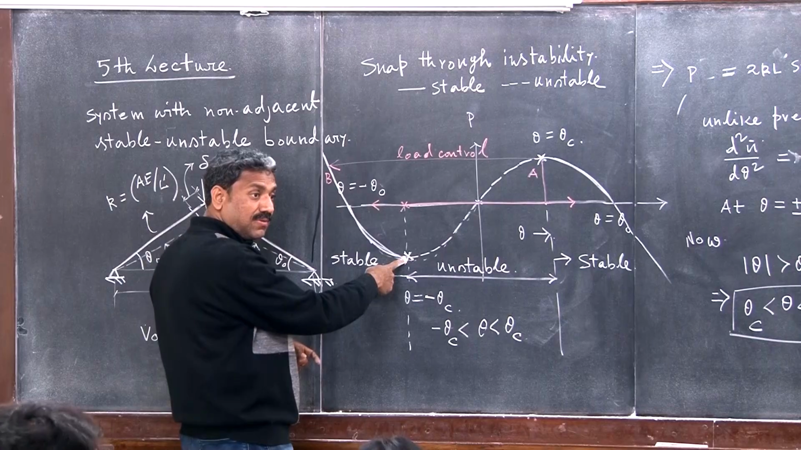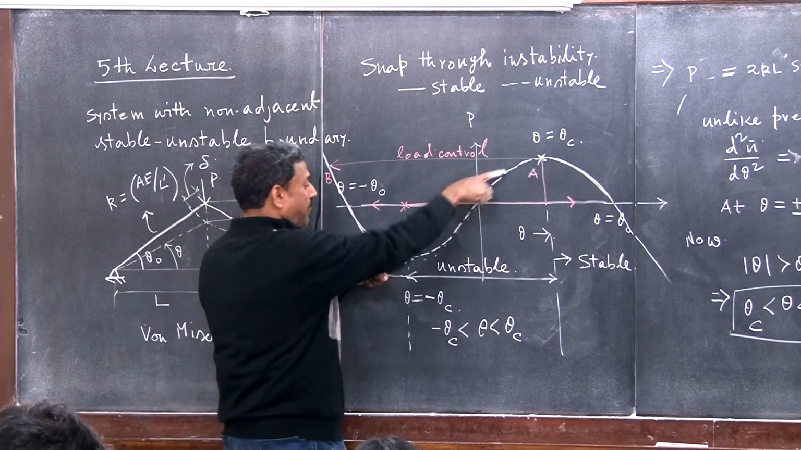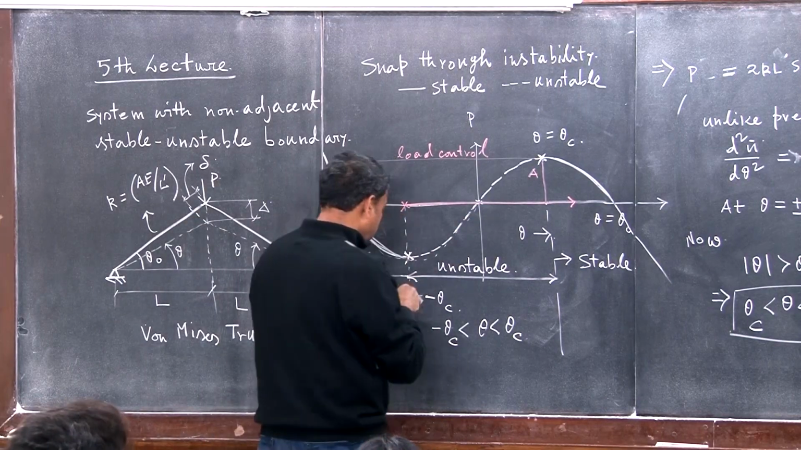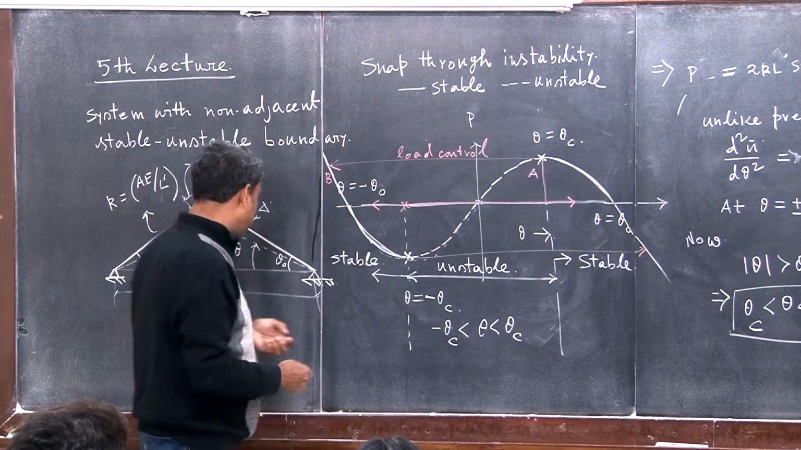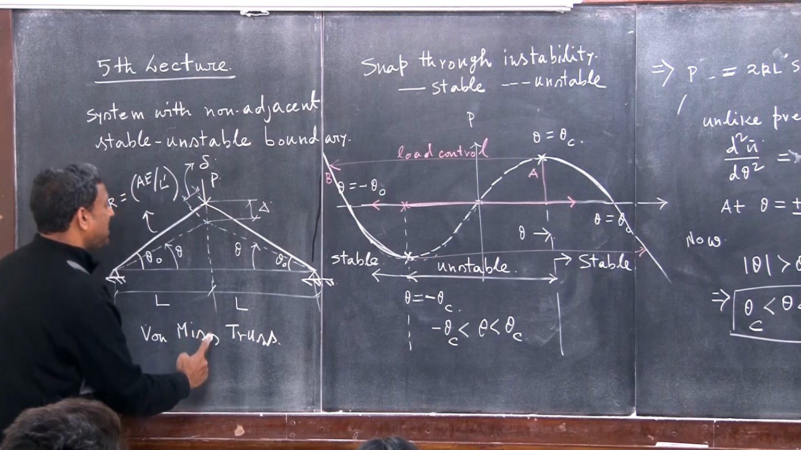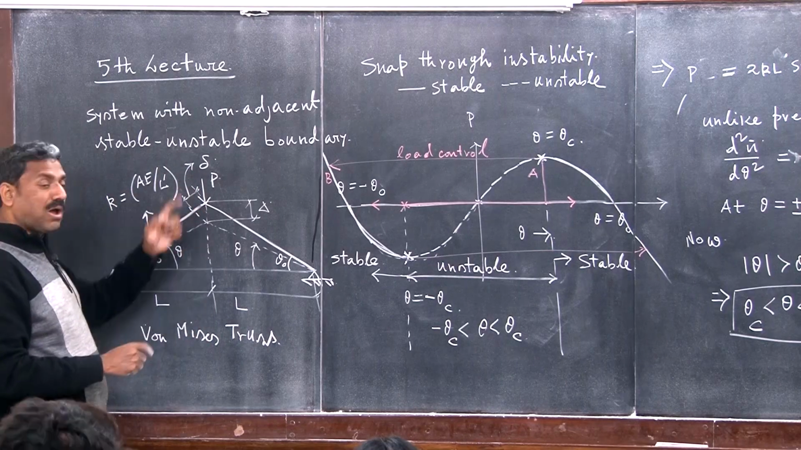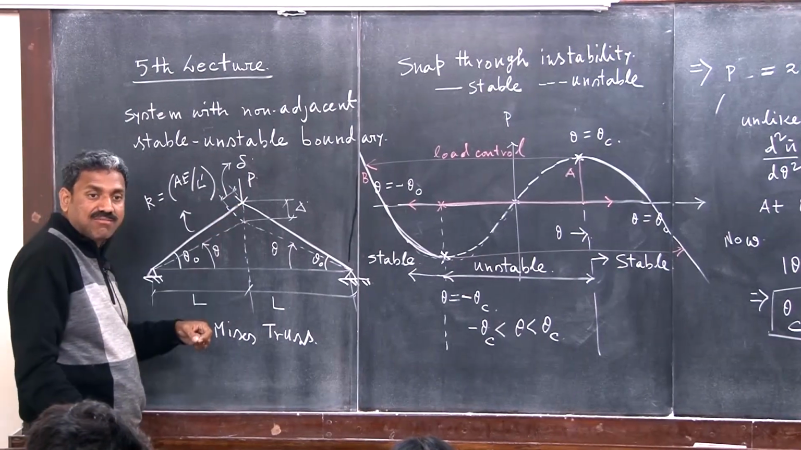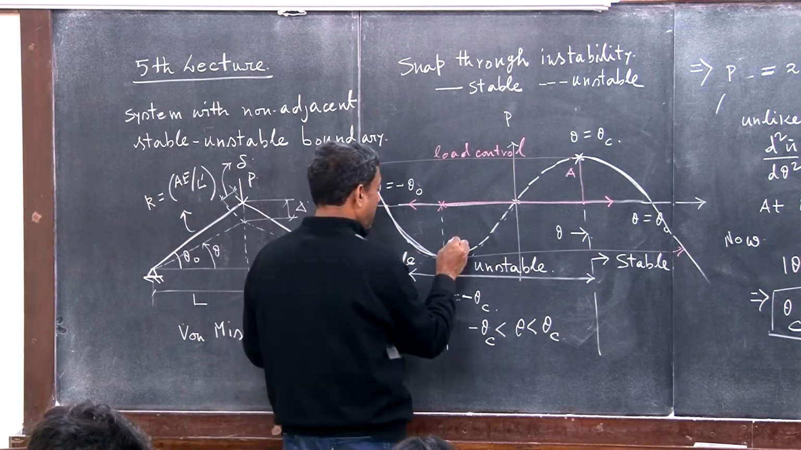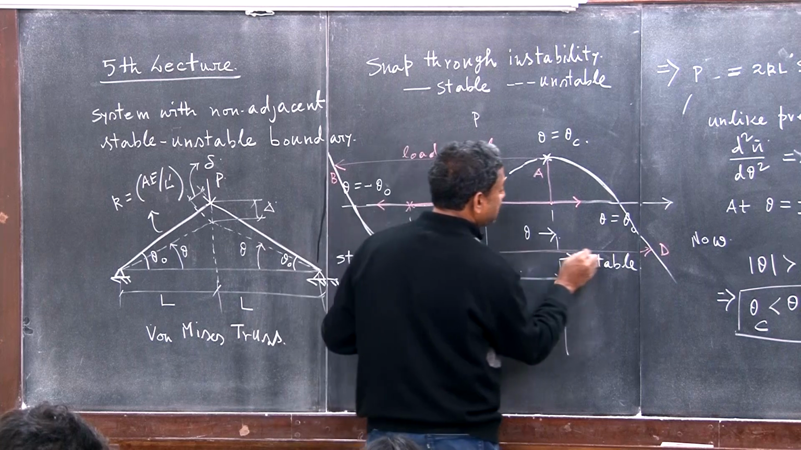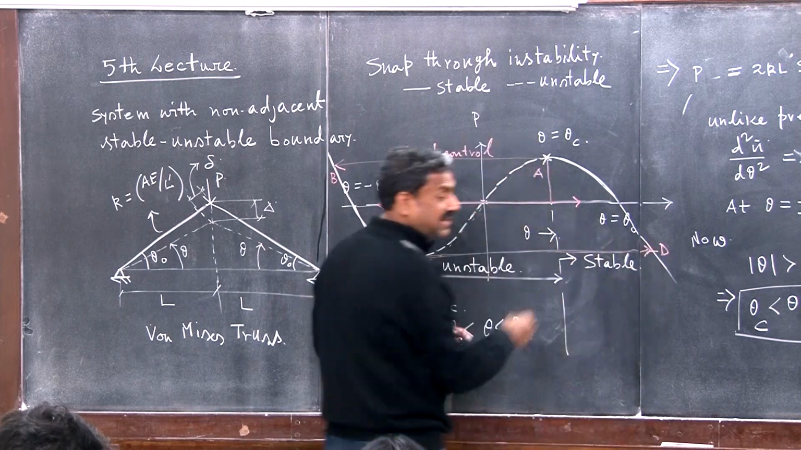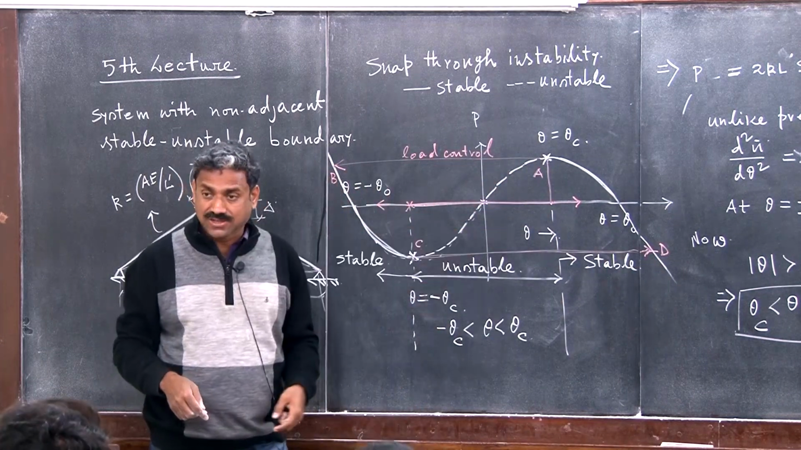Load control. Then if I further push it, it will not follow this. It will suddenly jump from here to there. Once again, another snap through. That means when I am pushing it, it will suddenly jump, go down, go upward, and suddenly reach there. So from AB, I am writing C and D. From C, it will suddenly snap through to configuration D, from one stable configuration to another stable configuration.